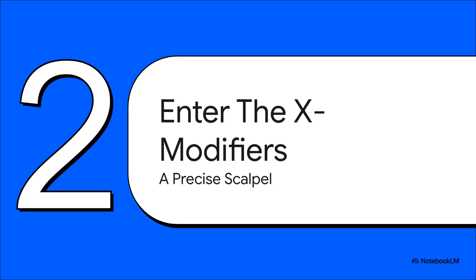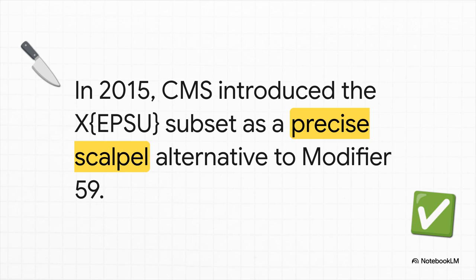Section 2. Enter the X modifiers. Let's talk about the solution you should actually be using. So back in 2015, CMS realized this generic modifier was a huge problem. Their fix? The XE-PSU subset. Instead of a broadsword, these 4 modifiers, XE, XS, XP, and XU, are your precise scalpel.